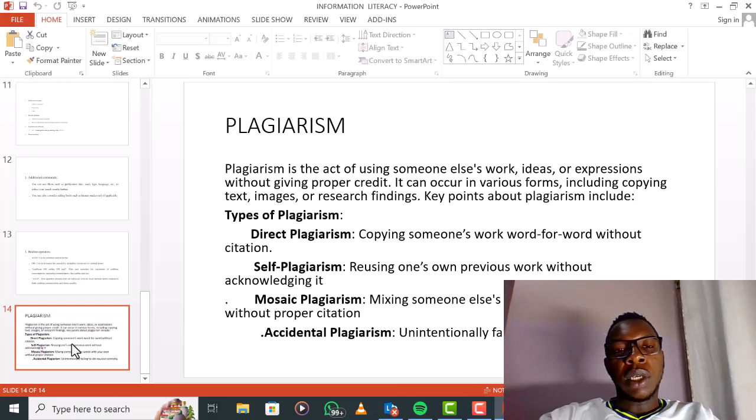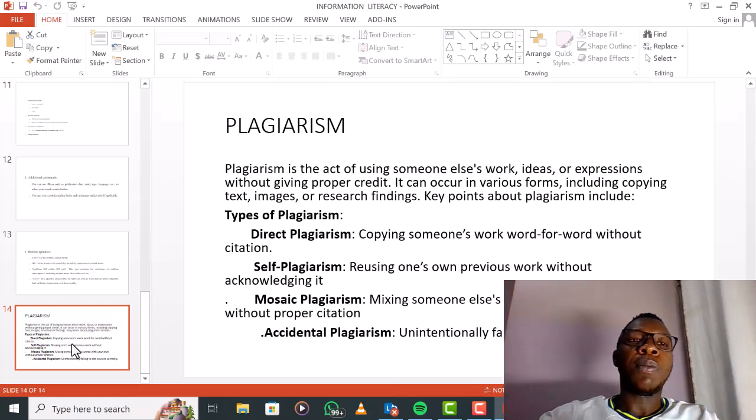Then the second type of plagiarism, we have self-plagiarism. This is using one's previous work without acknowledging it. For example, maybe you are given coursework in one course unit, then another lecturer gives you coursework in another course unit, but the questions are related somehow. For example, in Uganda we have communication skills and information literacy. They have some things in common, like studying about APA in both. So since the two are related, you choose to use the work that you used in communication skills in information literacy. So that is self-plagiarism, using one's previous work without acknowledging it.